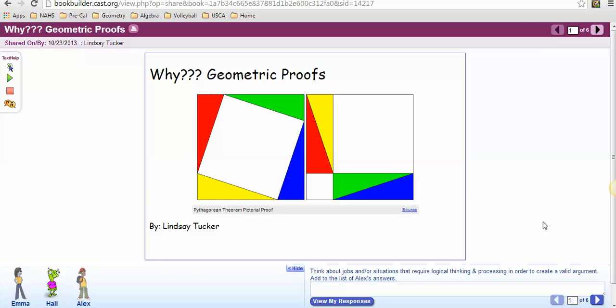Hi, this is Lindsay Tucker, and I'm just going to briefly talk to you about how I plan on using this book builder lesson, Why Geometric Proofs. I plan on using this book to help introduce the topic of geometric proofs to my class.